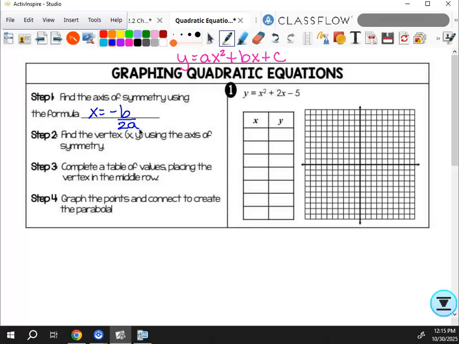So if we do this with number 1 over here, x equals negative b, which is negative 2, over 2a, 2 times 1. So that's going to be negative 2 over 2, which is 1. So your axis of symmetry is x equals 1. That is an equation of a line. It's not just a statement.